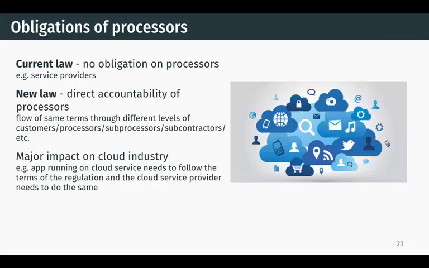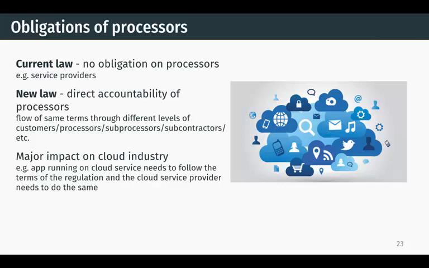So there's a flow of the same legal terms through the different levels of customers, processors, sub-processors, subcontractors, whatever you want to call them. And this is going to have a major impact on the cloud industry, because currently, if you have an app which is running on a cloud service, it's the makers of the app who are supposed to handle all the data protection stuff. But now with the new regulation, all the legal implications trickle down to the processors as well.